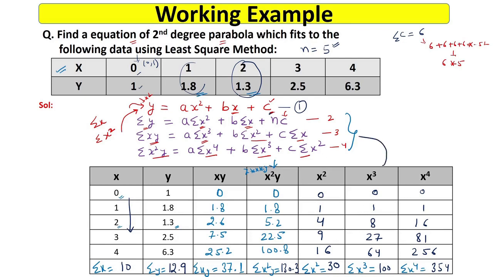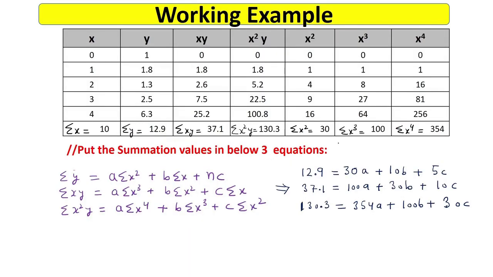Next step is we have to put the summation values in this. Okay. And we will get the equation in the form of a, b and c. Okay. So let's see how. So here you can see I have written that table again that we have just found. Okay. So all these are the summation values. Now we will put all these summation values in these 3 equations. Okay. So here you can see the summation of y. If we put summation of y is 12.9.